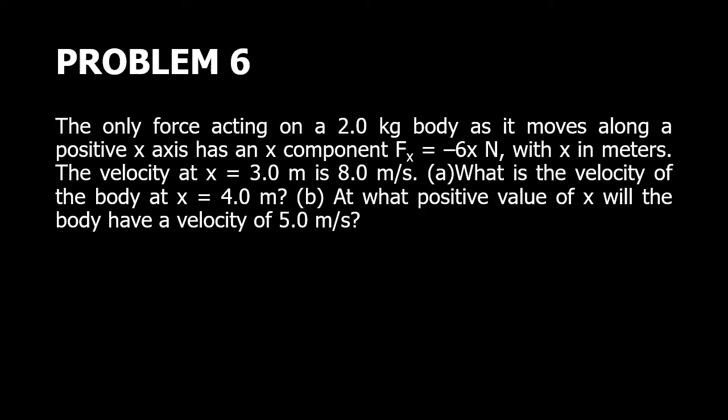Next, problem number 6. The only force acting on a 2.0 kilogram body as it moves along a positive x-axis has an x component of Fx is equal to negative 6x Newton with x in meters. The velocity at x is equal to 3.0 meter is 8.0 meter per second. For letter A, they are asking for the velocity of the body if x is equal to 4.0 meter. And at letter B, they are asking for what positive value of x will the body have a velocity of 5.0 meter per second.